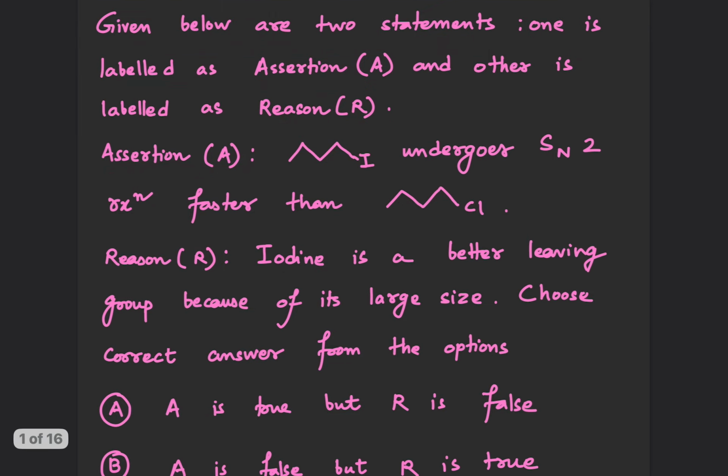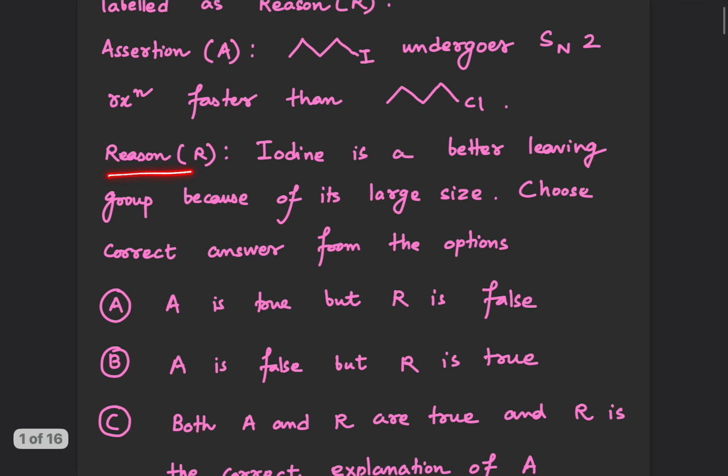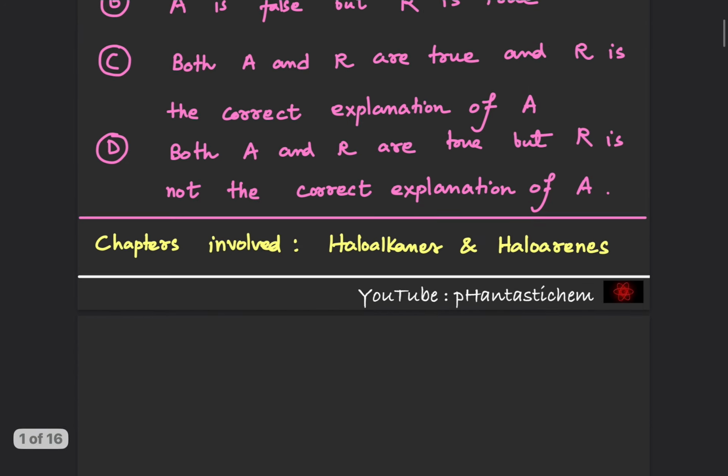Assertion is, so we have one, two, three, four carbon atoms, so iodobutane undergoes SN2 reaction faster than, again one, two, three, four carbon atoms, chlorobutane. Reason is iodine is a better leaving group because of its large size. So choose the correct answer from the options. So few options are given to us and the chapter involved is haloalkanes and haloarenes.